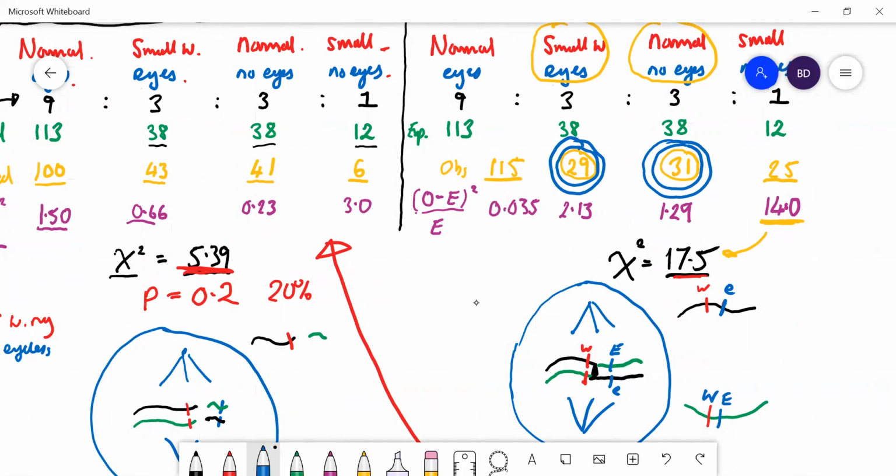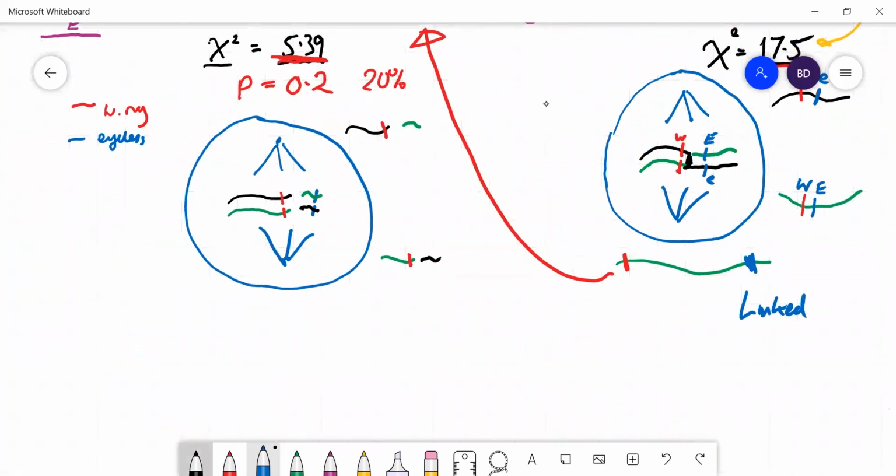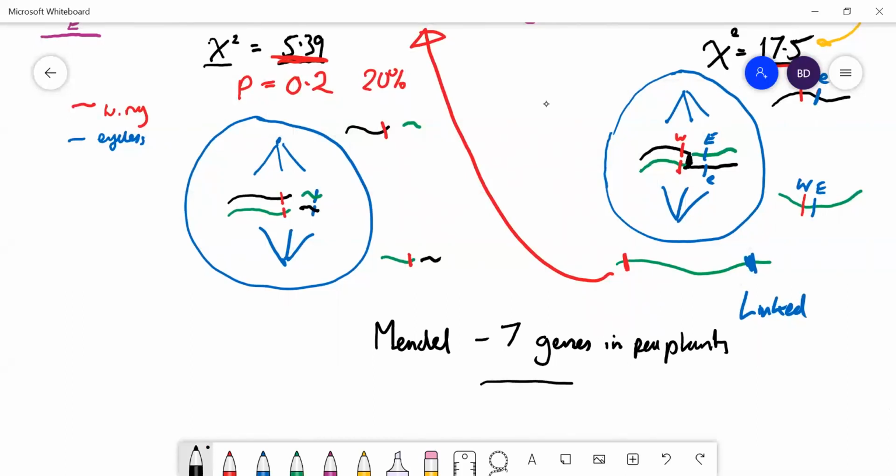Okay. Now, let's think about Mendel. Why didn't he see linkage? He didn't. All of his results, he didn't see any linkage. Well, Mendel did his work on 7 different genes in pea plants. And we now know which chromosomes they're probably on. The genes are not all on different chromosomes. Some of them are on different chromosomes, but the ones that are on the same chromosomes are really far apart from each other. So that means you wouldn't see any linkage.